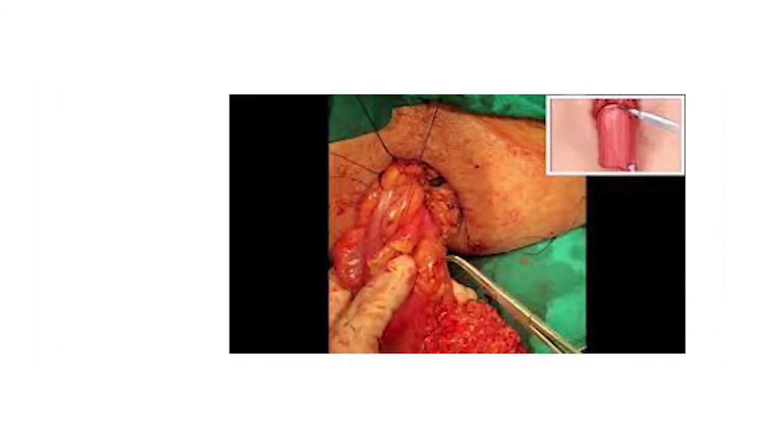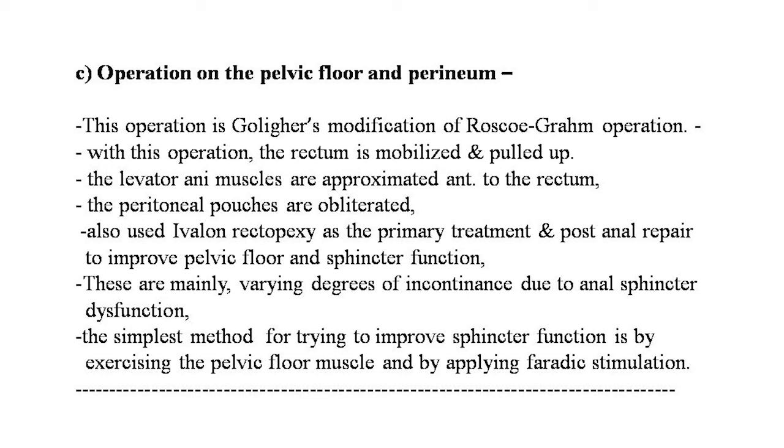Now the third operation for rectal prolapse is the operation on the pelvic floor and perineum. This operation is Goligher's modification of the Roscoe Graham operation. With this operation, the rectum is mobilized and pulled up. The levator ani muscles are approximated anterior to the rectum. The peritoneal pouches are obliterated.